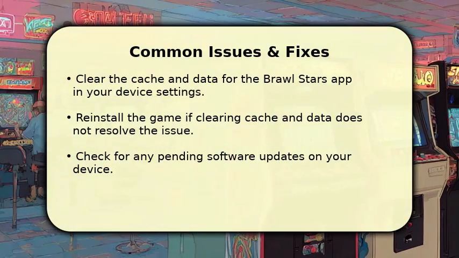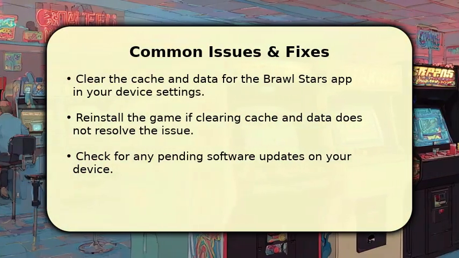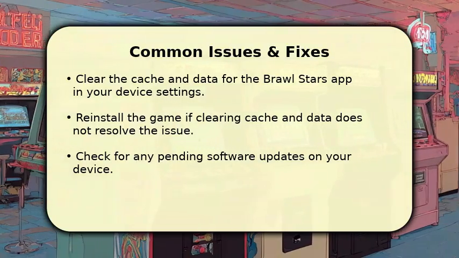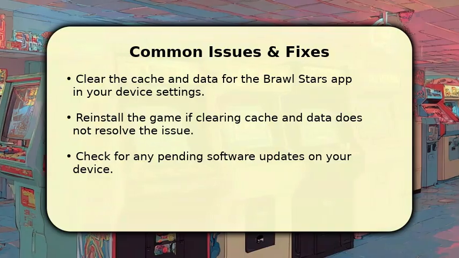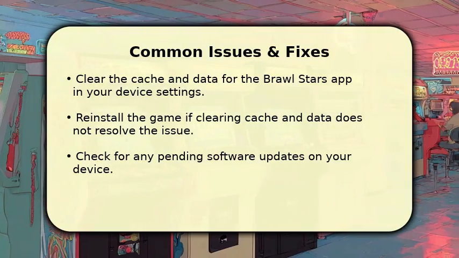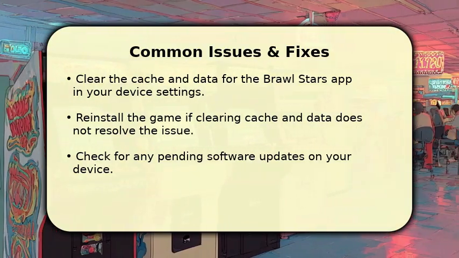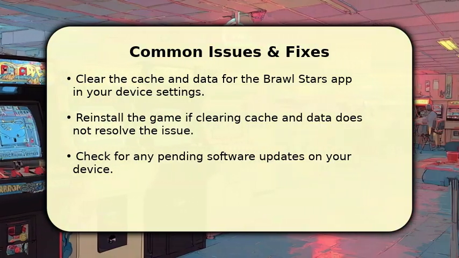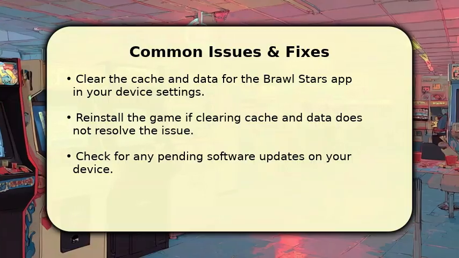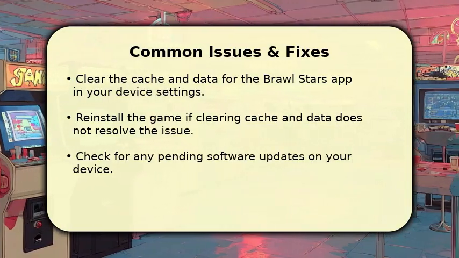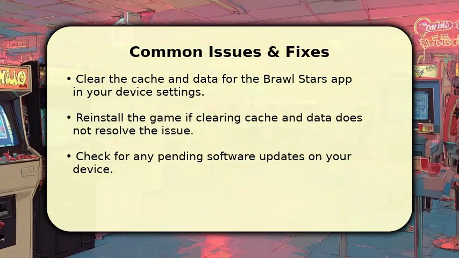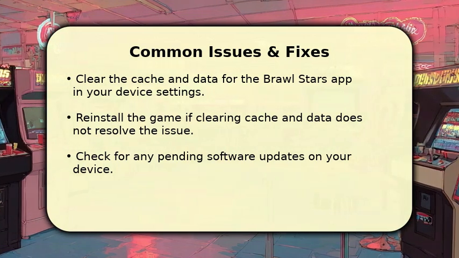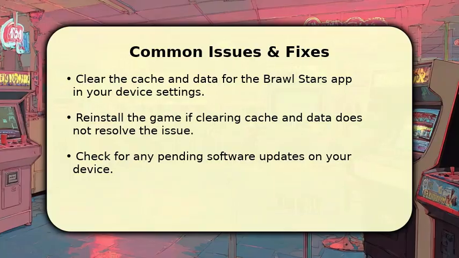Experiencing issues after installation? Try these common fixes. First, clear the cache and data for Brawl Stars from your device's application settings. This often resolves minor glitches. If the problem persists, consider uninstalling and then reinstalling the game completely. Before doing so, ensure your account is linked to Supercell ID. Also, check for any pending software updates on your phone or tablet, as outdated operating systems can cause compatibility problems.